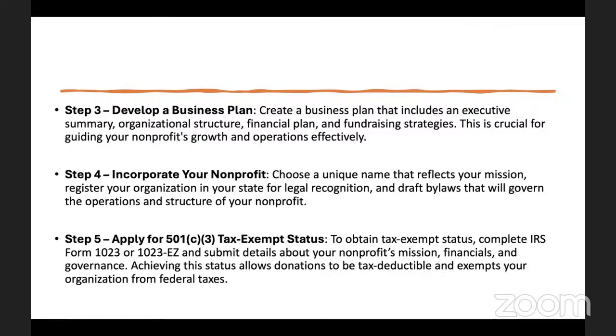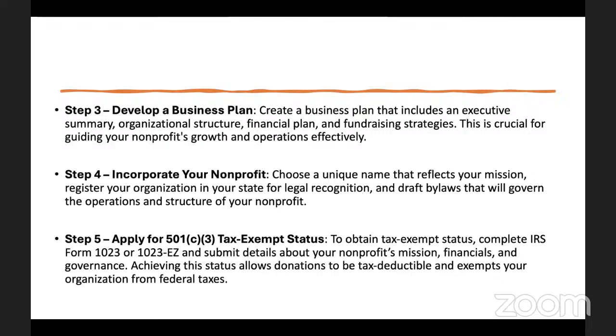Step number 5, we already talked a little bit about tax exemption, but here it's very important. After you finish all the steps above, you need to obtain tax-exempt status by completing IRS Form 1023 or 1023-EZ and submitting details about your nonprofit's mission, finances, and governance. Achieving this status allows donations to be tax deductible and exempts your organization from federal tax.